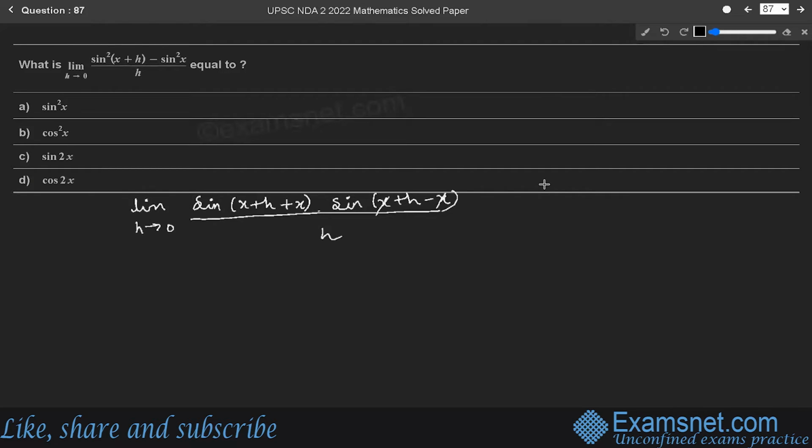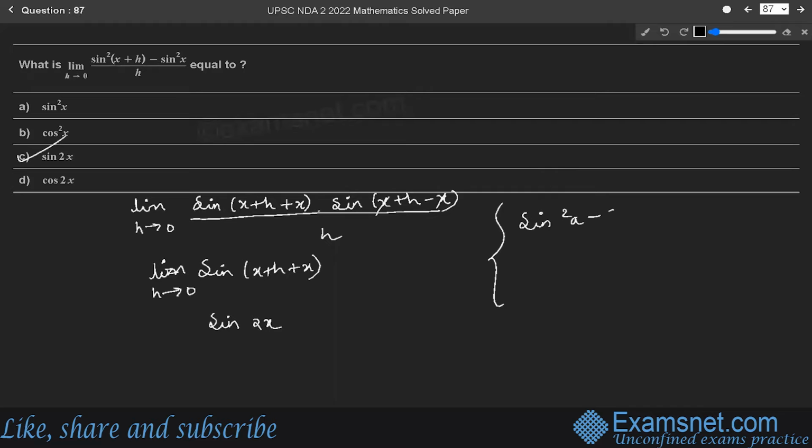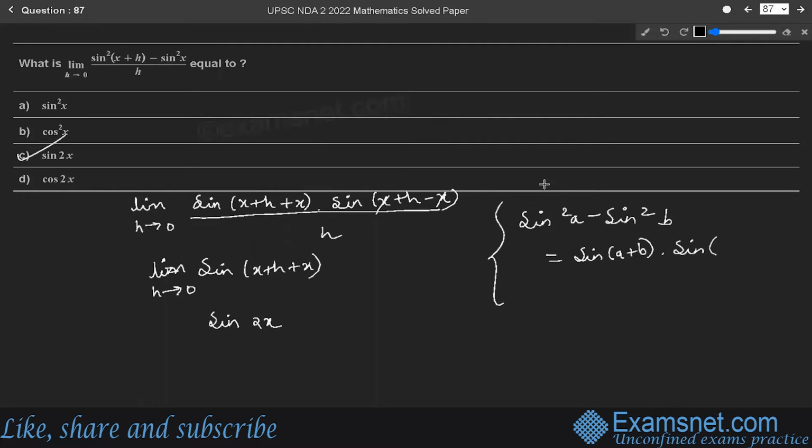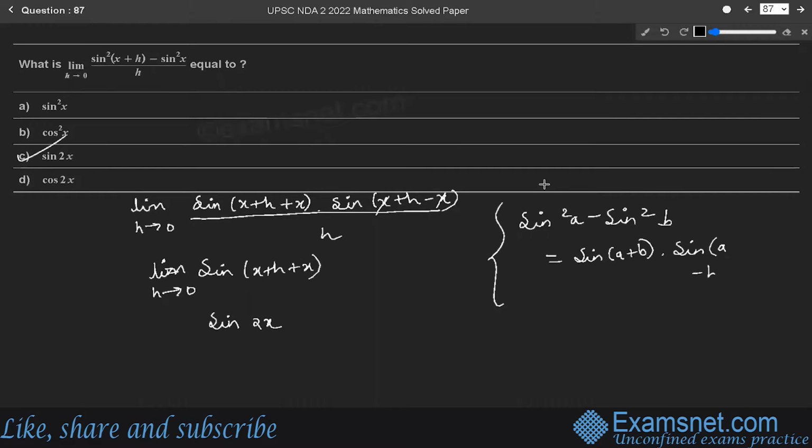This x and x will be cancelled. Sine h upon h will be 1 and the remaining term will be sine (x plus h plus x), where the limit is h tends to 0. So on applying the limit, it will be sine 2x. Therefore, the answer for this question is option C, which is sine 2x. The main formula here was sine square a minus sine square b equals sine (a plus b) into sine (a minus b). We have to remember this formula in order to solve this question.